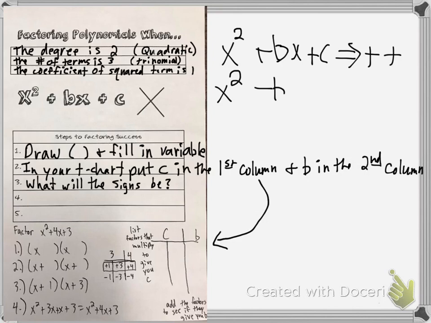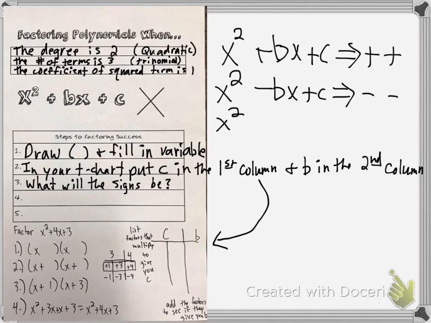X squared minus bx plus c, they're both going to be minus. Because the sign in front of my C value is a plus, I know they're going to be the same. The sign in front of my B value tells me what they're both going to be. Minus, minus.